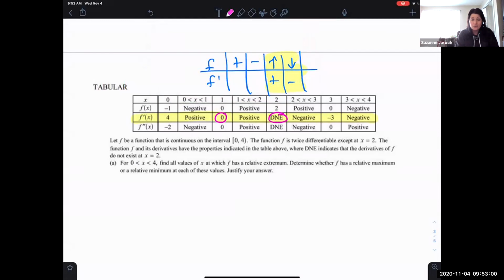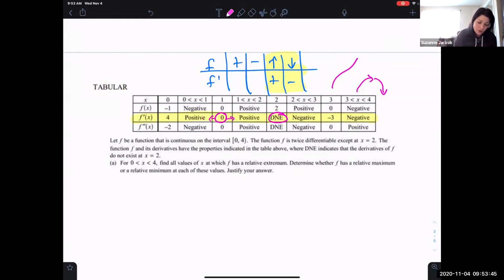We need a sign change. So here on either side of 0, I've got positive and positive. That's not going to do anything. It just means that F is increasing there. We might have something happening at 1 that's like that, right? But at 2, the derivative is not defined, but the function is continuous there. It could be a corner or a cusp, but we go from positive to negative, which means we have an increase to a decrease happening, which means we have a local maximum.